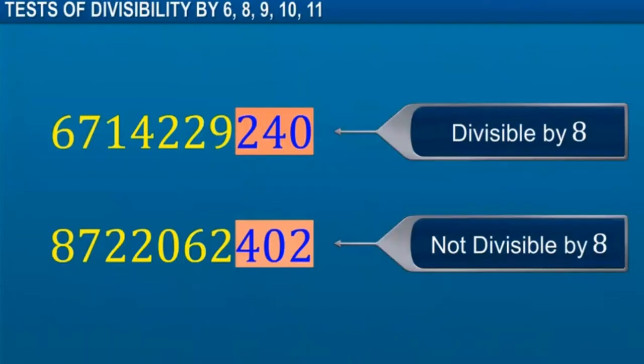402 divided by 8 gives us the answer 40, but there is a remainder of 2. Okay, so it is not fully divisible by 8. So we can say this number is not divisible by 8. Okay, so you do one thing, write this number and do the division also.